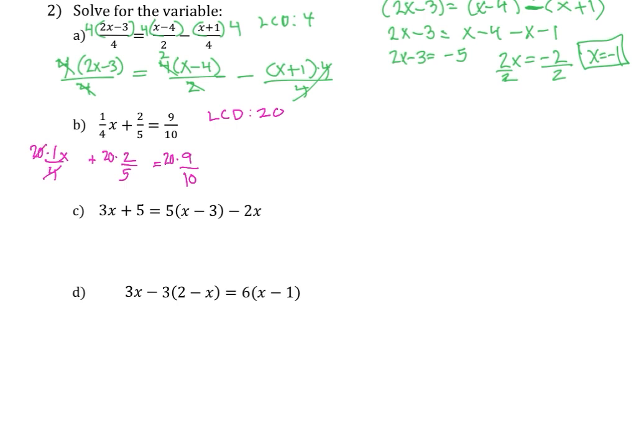So 4 divides into 20 5 times. So I have 5x. 5 goes into 20 4 times, so 4 times 2 is 8. And 10 goes into 20 2 times, so that equals 18. Subtract the 8 over. We get 5x equals 10. Divide both sides by 5, and we get x equals 2.